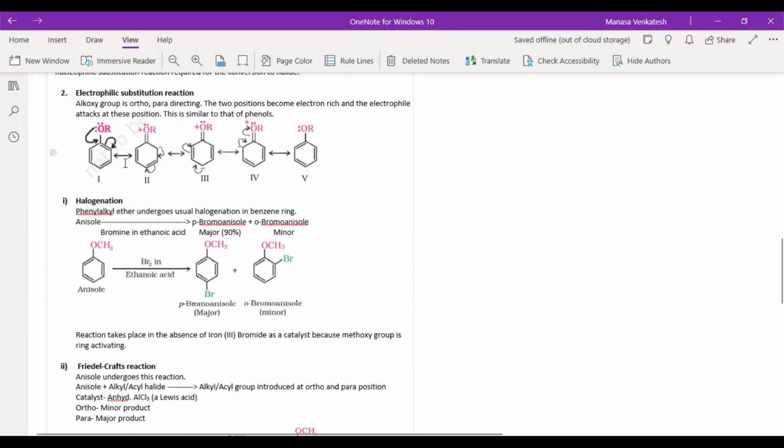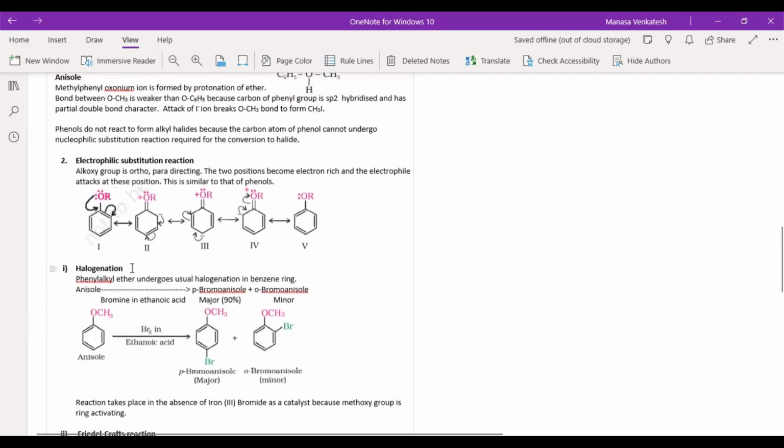Ethers, that is anisole, which is basically benzene with an OCH3, undergo the electrophilic substitution reaction. And it is ortho-para directing because negative charge is present at the ortho and para positions. And this means that the electrophile will attack the ortho and the para positions.